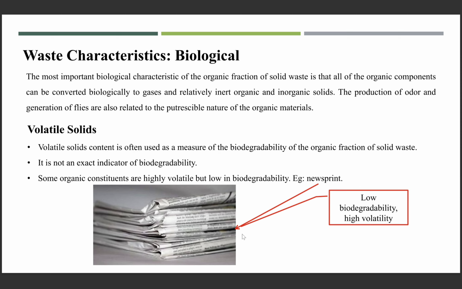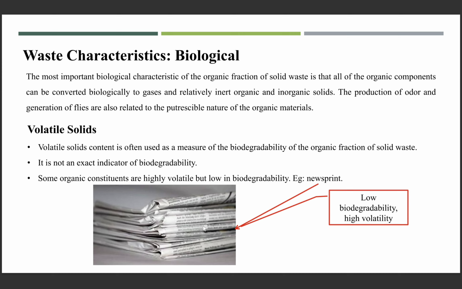The next characterization is the biological characterization. The first is volatile solids. Volatile solids are often used as a measure of biodegradability of the organic fraction of solid waste. However, volatile solid is not the correct indicator of biodegradability. Some compounds can be highly volatile but low in biodegradability, like newspaper. They are highly volatile, but have low biodegradability because the degradable organic carbon fraction is very small in newspaper.